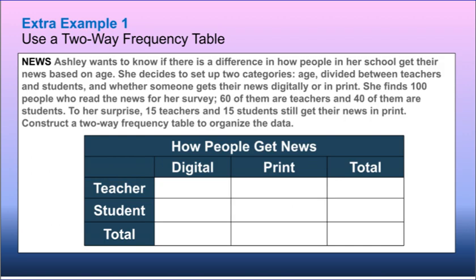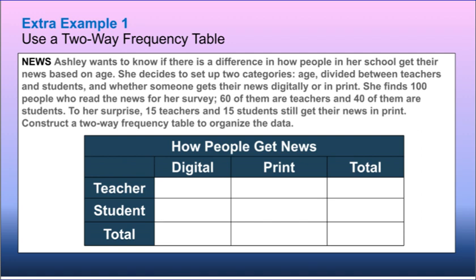Moving on to the next question. Ashley wants to know if there is a difference in how people in her school get their news based on age. She decides to set up two categories, age divided between teachers and students, and whether someone gets their news digitally or in print. She finds 100 people who read the news for her survey. 60 of them are teachers.